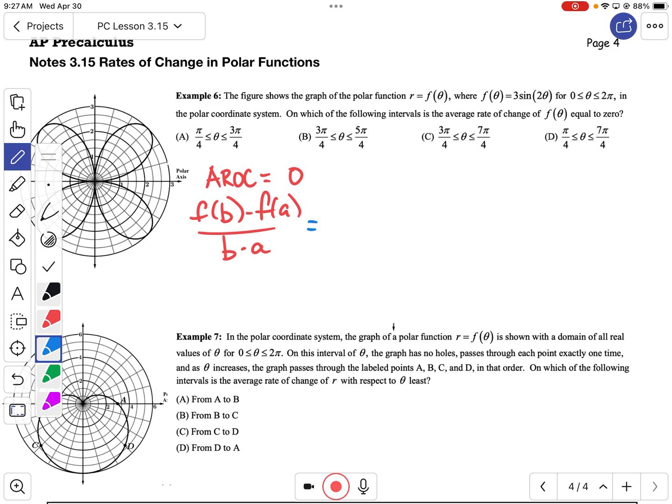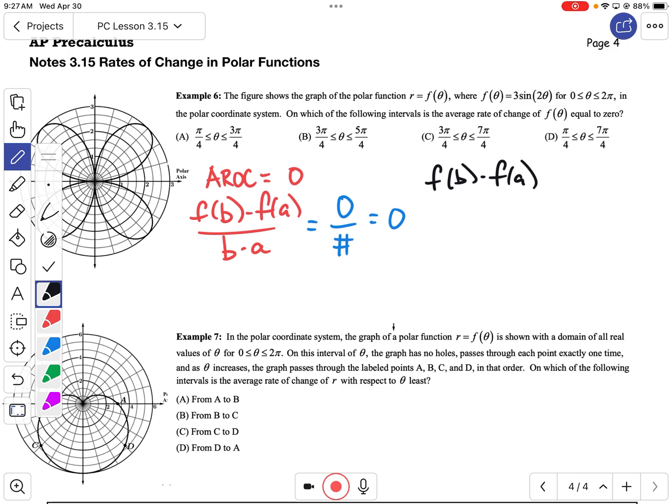Just the numerator would have to equal 0, because 0 divided by any kind of number is still 0. So the only part of this that I have to check is the top, f of b minus f of a. We're going to plug them in and check it, because it has to equal 0.